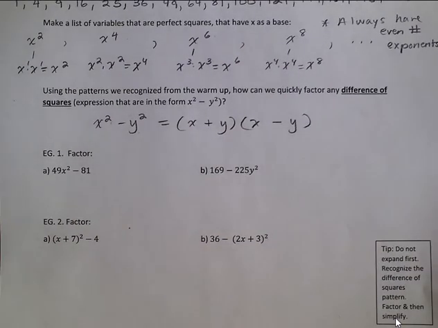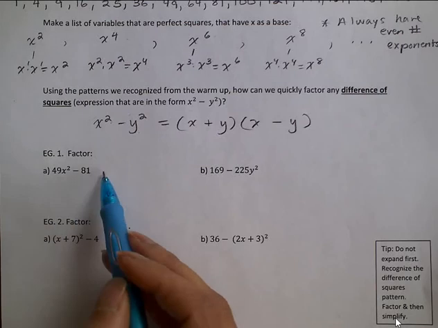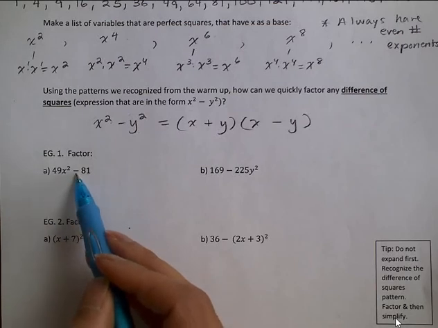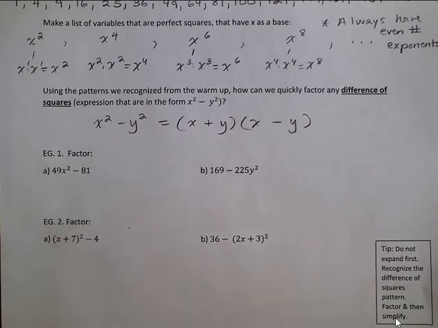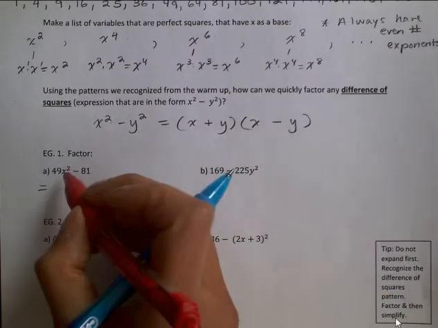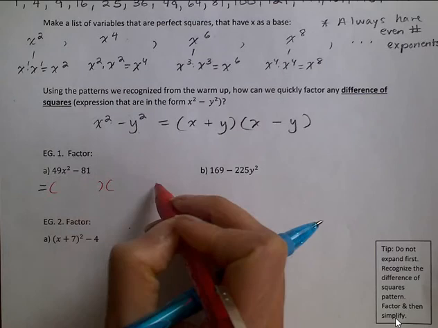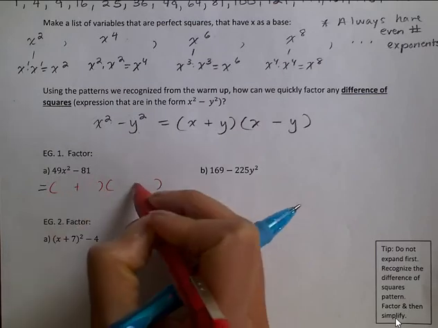Okay, so in the first example we have 49x squared minus 81. Now if you take a look at our list of perfect squares, the 49 was on that list, so is the 81. It's separated by a minus sign. X squared is also a perfect square. So when we recognize that pattern, we're going to draw two brackets. We put a plus sign in the middle of one, a minus sign in the middle of the other.